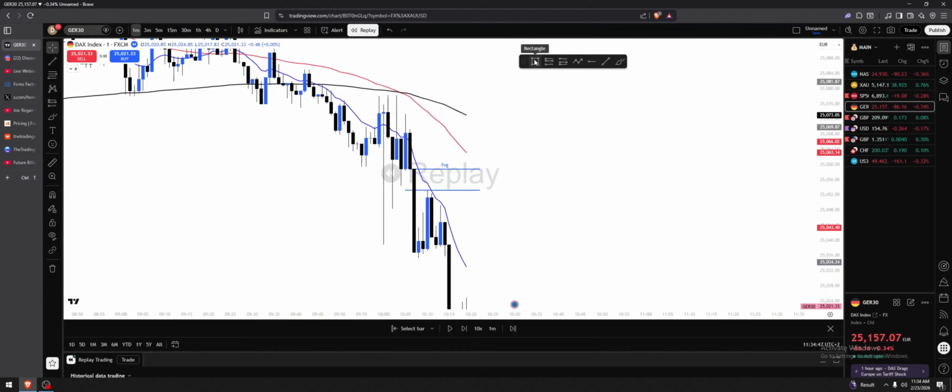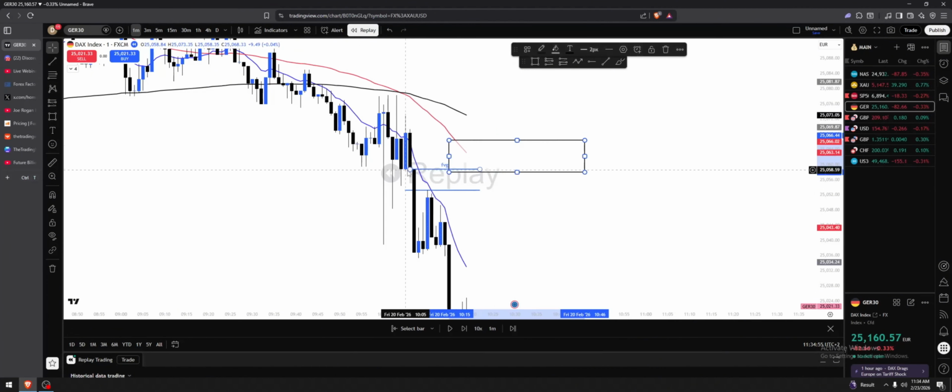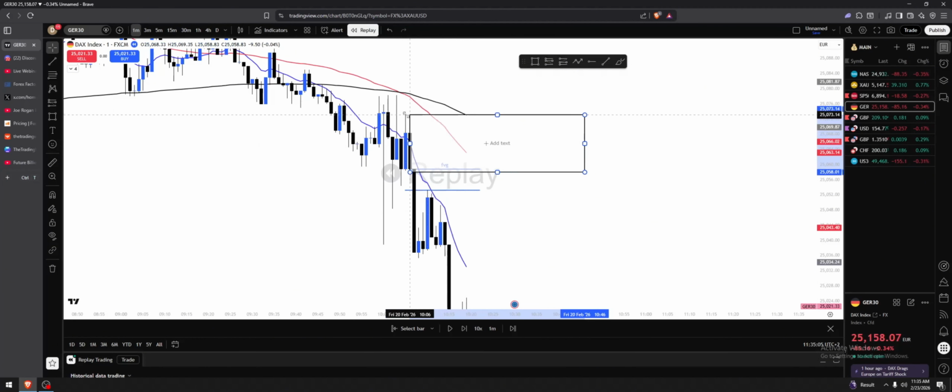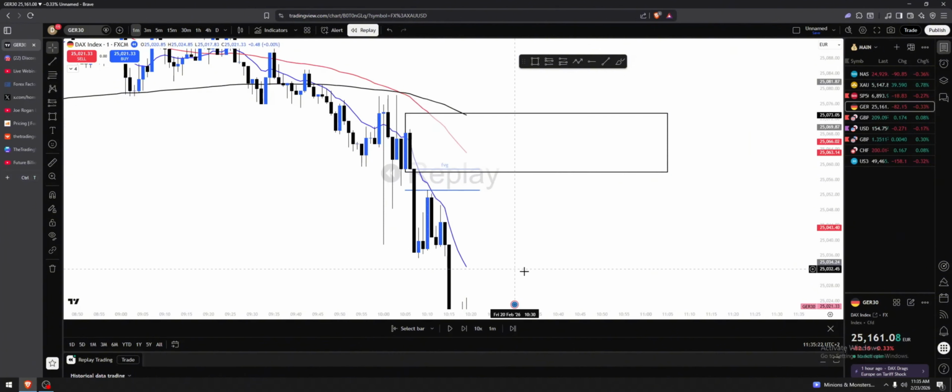So let's draw the supply zone. We're going to get the rectangle and draw it like this. We need to draw from the wick to the wick, not from the wick to the body, not from the body to the body. So I'm going to put it just like this. We need a bullish candle in the downtrend and a bearish candle into the uptrend, but I'm going to show you in examples. So right here we have our supply zone.